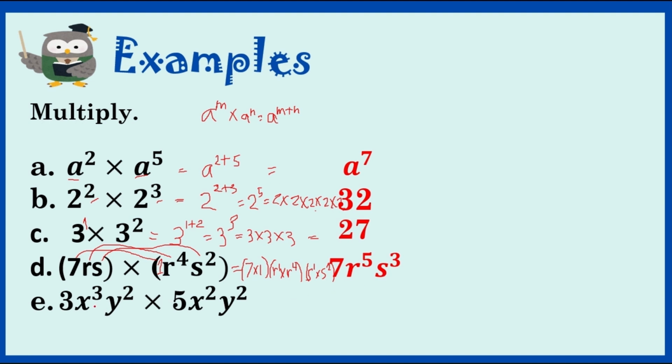O, paano naman ang letter A? So again, 3 times 5, that is 15. Tapos x cube times x squared, pag addin mo lang ang exponent, si 3 at si 2, makukuha mo ang x raised to 5, and then again, y squared times y squared, that is y raised to 4. Okay. Kaya pag pinagsama natin sila, that is 15x raised to 5, y raised to 4. Sana nakuha mo. Okay?